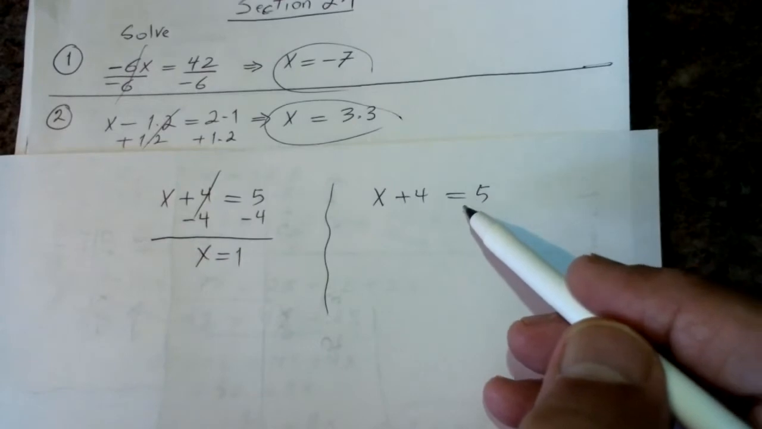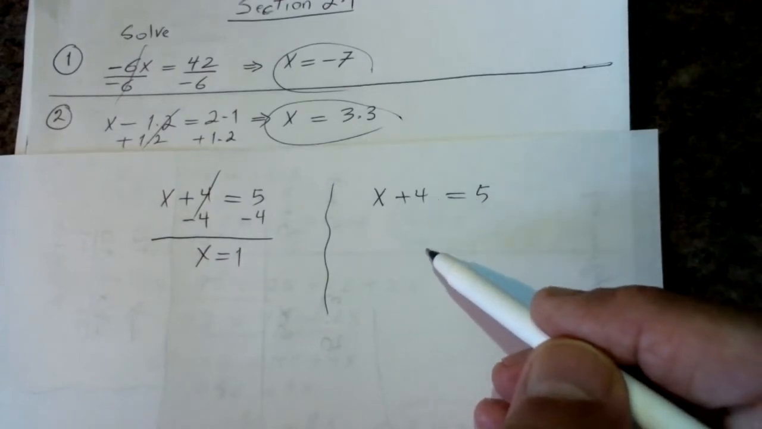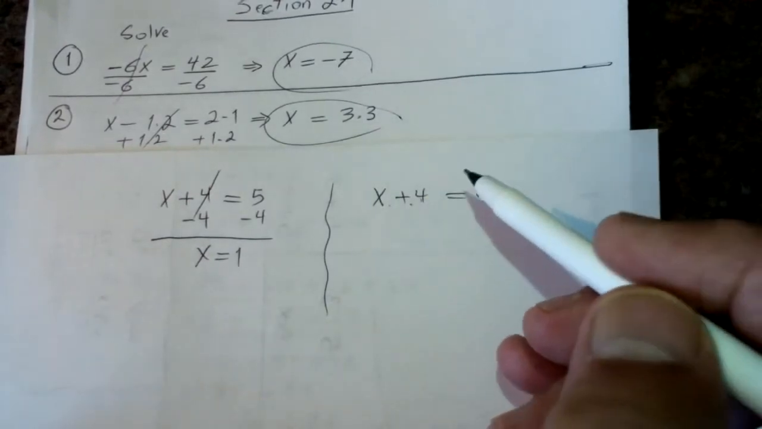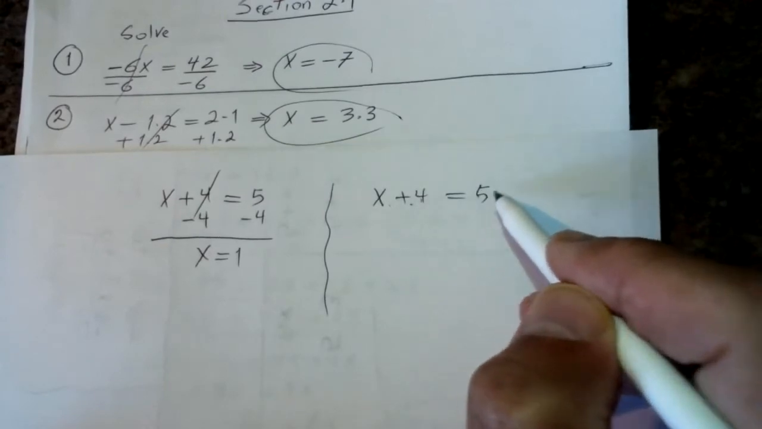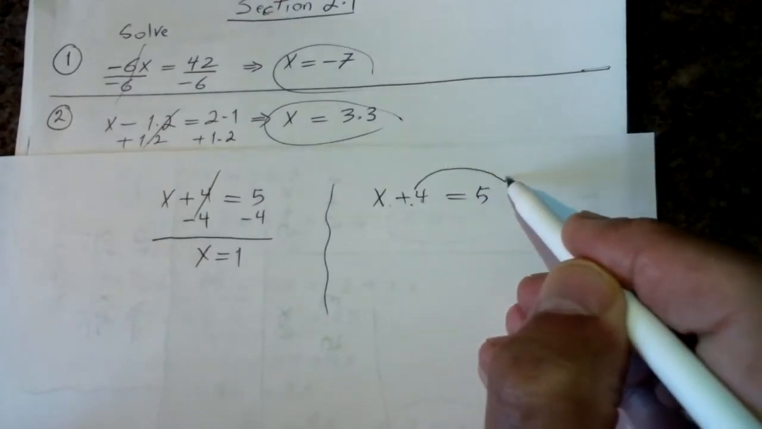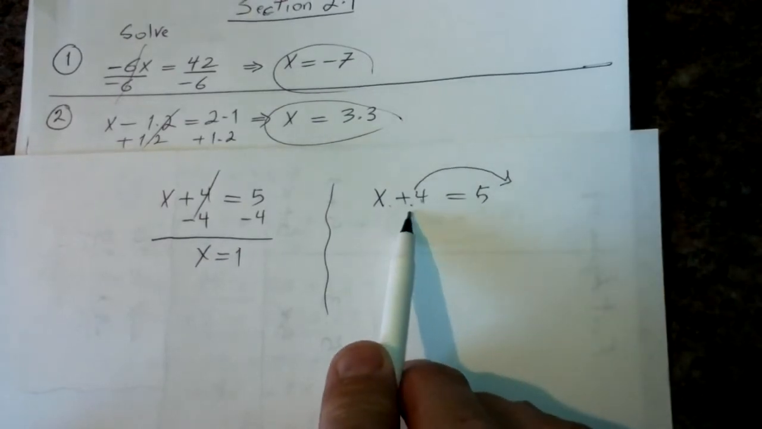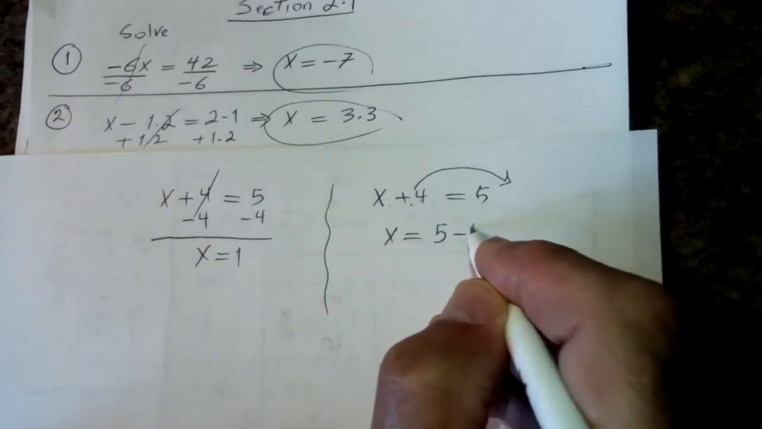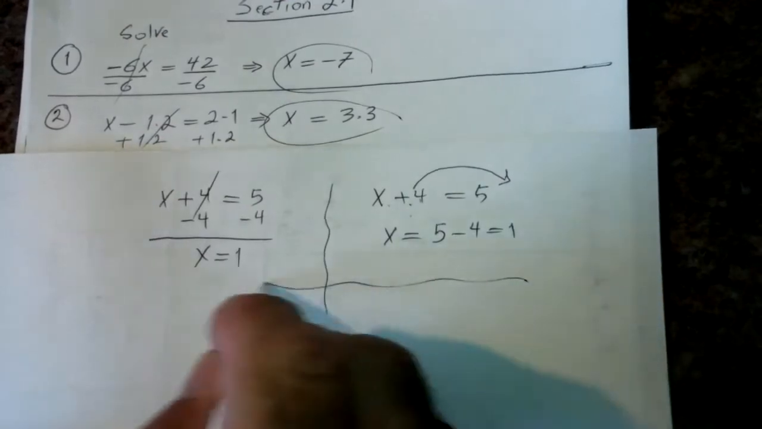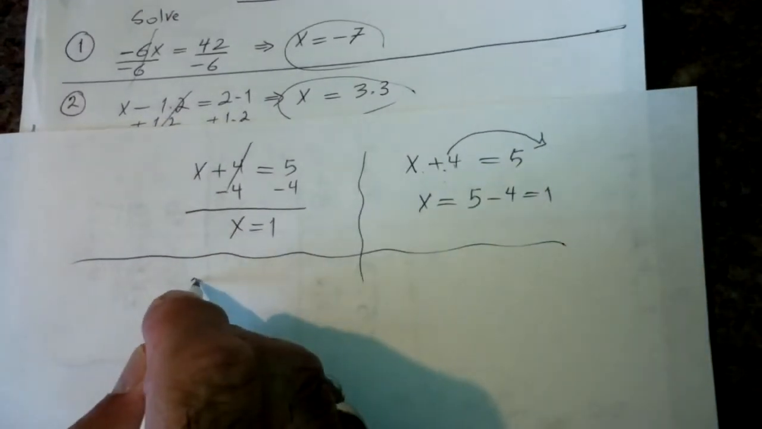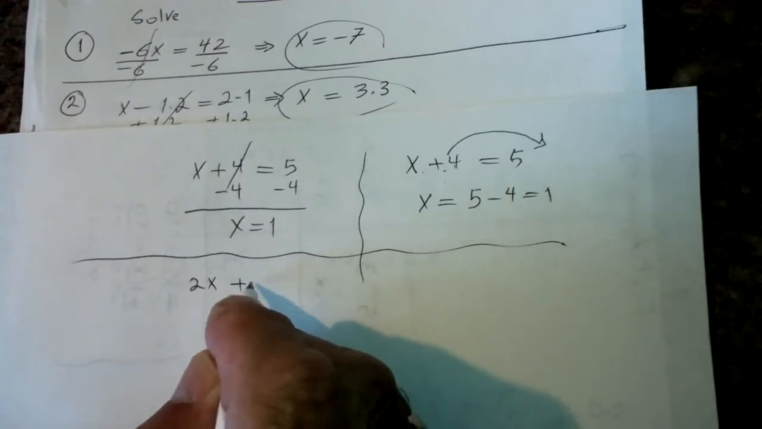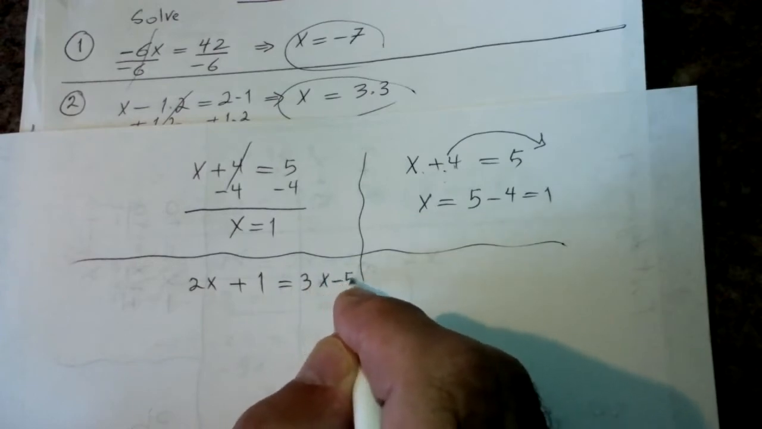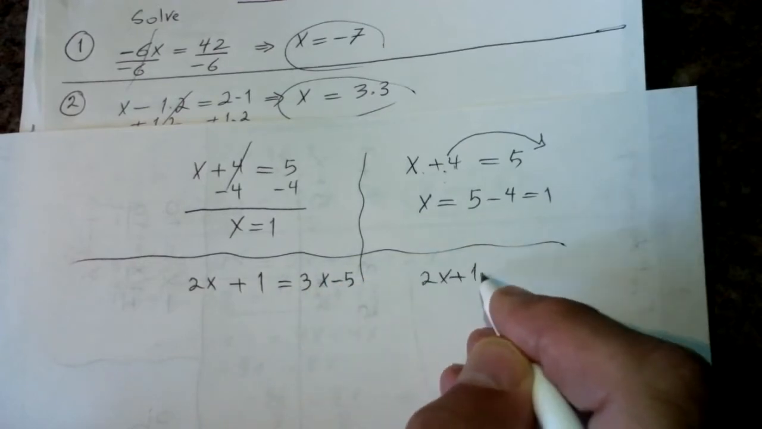Or the second method is anytime you want to move a number or variable from one side to the other side, you have to switch the sign. I want to collect all the numbers on this side. So I move +4 to the right side. Anytime you move a number from one side to the other side, you need to switch the sign. So x is 5 minus 4, which is 1. Okay? So let's say here you have 2x plus 1 is equal to 3x minus 5. I want to show you both methods.